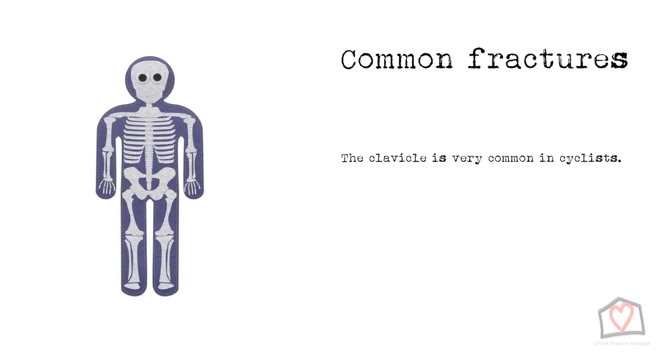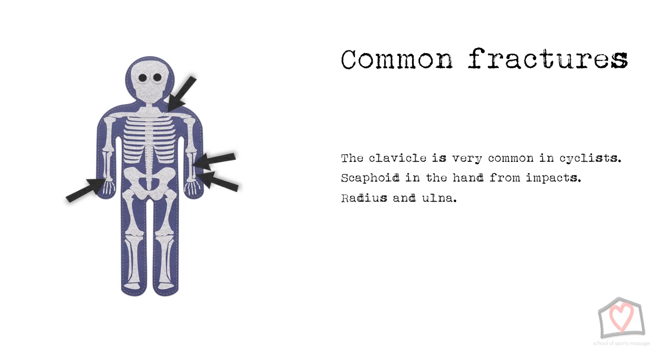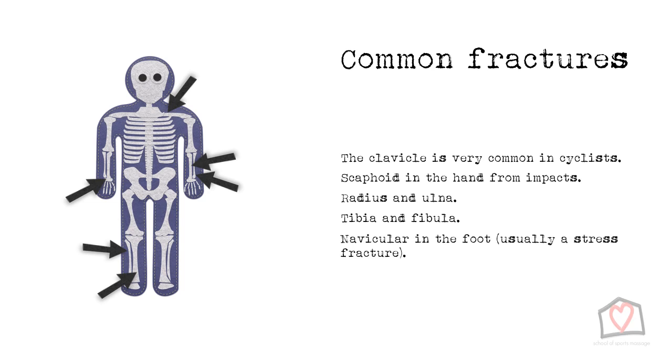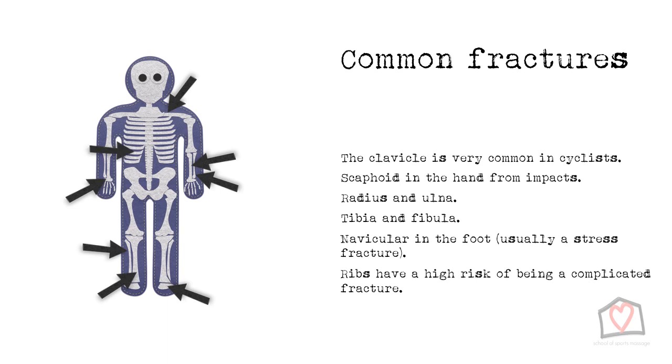Common bones to fracture are the clavicle, which is very common in cyclists, the scaphoid found in the hand, which is very common in sports where balls are caught, the radius, ulna, tibia and fibula are all commonly broken bones. The navicular in the foot, this is usually a stress fracture rather than a fracture, and ribs are also very common. These also have a high risk of being a complicated fracture.